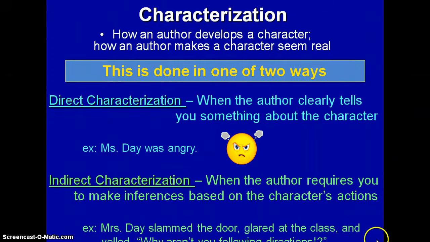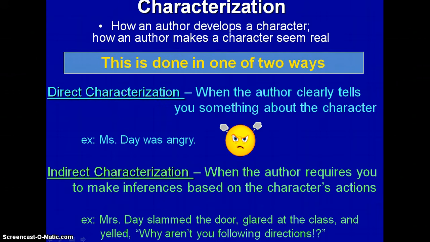Mrs. Day slammed the door, glared at the class, and yelled, "Why aren't you following directions?" This statement lets us infer that Mrs. Day is angry. However, nowhere in that statement do we actually see the word angry or a synonym for angry. However, we know that people don't typically slam doors when they're in good moods, and that glaring is something that people do when they're upset, and yelling for sure is something that a teacher does when he or she is not happy. So based on what this character does here, we're able to figure out that she is angry.